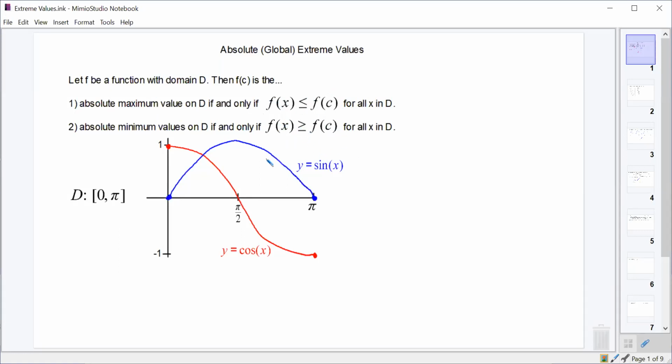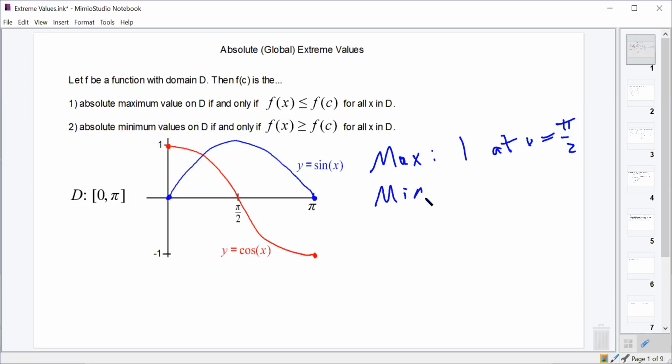We have an absolute min if the value of our function is always greater than or equal to the value at that some point. So if I was asking you on the interval from 0 to pi, what is the absolute maximum of sine x? What is the absolute maximum of sine x on the closed interval from 0 to pi? It is 1. Right? And the max is always the y value. And we could say, where does it occur? It occurs at x equals pi over 2.